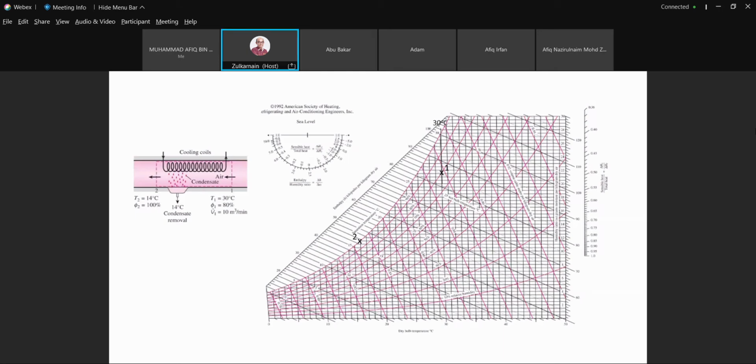Oh, wait. The 14 condensate removal, this should be the dry bulb, the wet bulb temperature. Okay? 14 degrees C should be right here. Okay, guys, I think I got it wrong. Please correct it. This point I plotted is wrong. This represents not 50 but 16. It should be at 14 degrees C. It should be to the left.